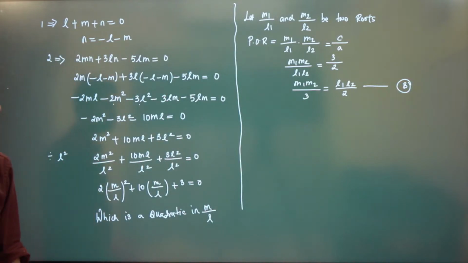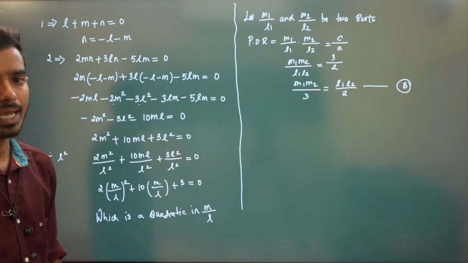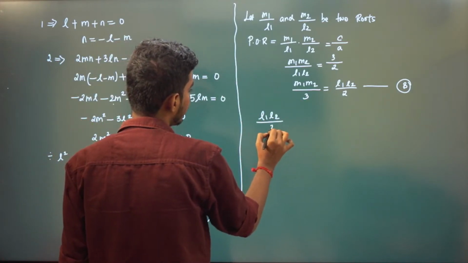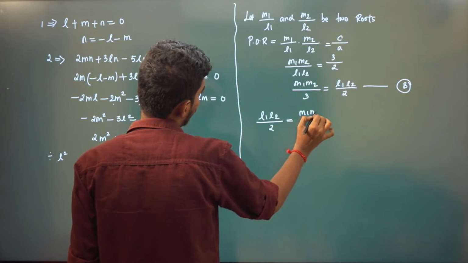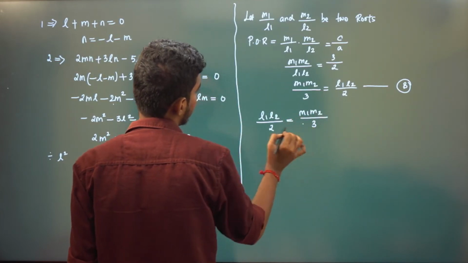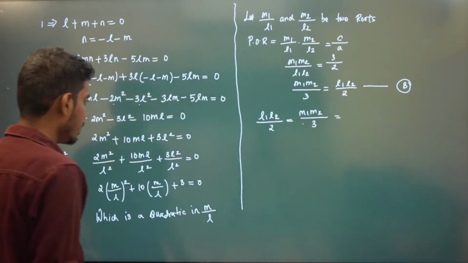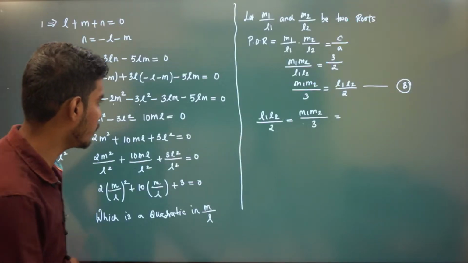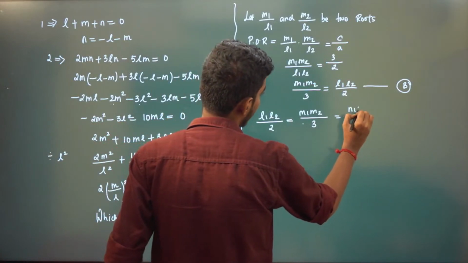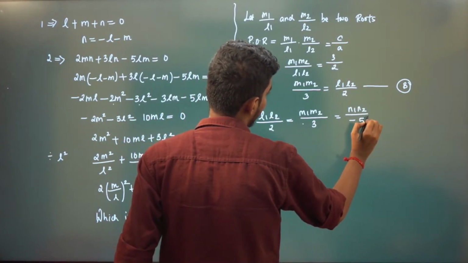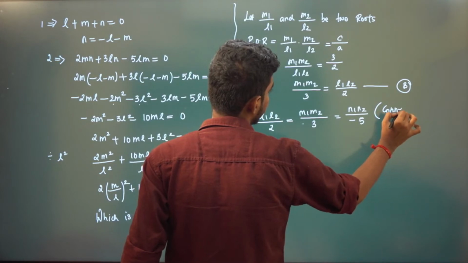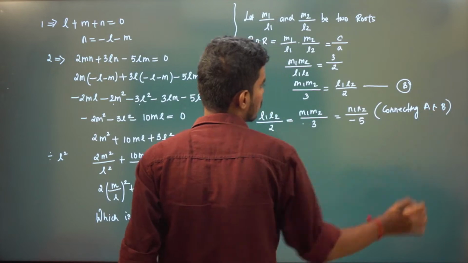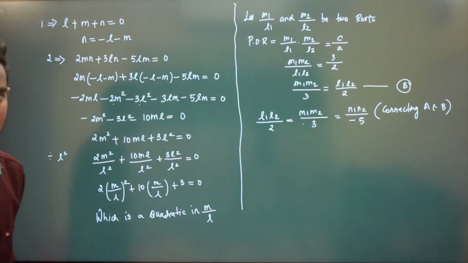Now you need to connect A and B. So from B we have L1 L2 by 2 is equal to M1 M2 by 3. Now from A we have M1 M2 by 3 is equal to N1 N2 divided by minus 5. So I'm just connecting A and B. Is it clear? This is why we have done it like this.